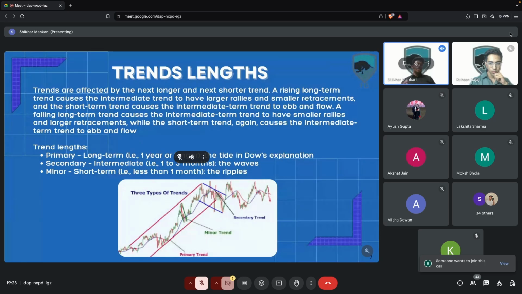We basically have three types of trend lengths. Primary, which is the long-term trends, 1 year or longer. We use it to identify how the history of the market is moving. Secondary is the intermediate, 1 to 3 months. We use it to analyze how the market is moving currently in the present time. Minor is below one month. That is certainly used for identifying opportunities.